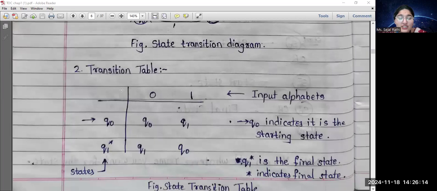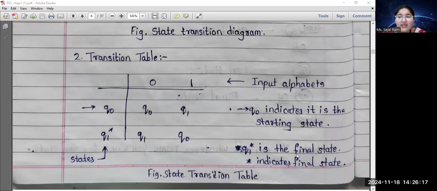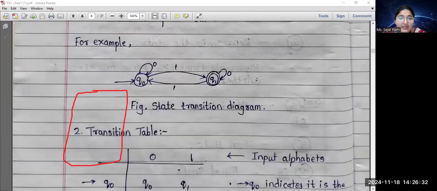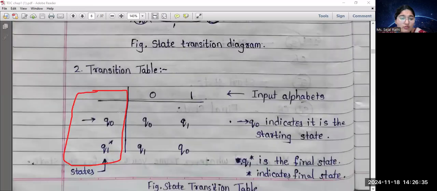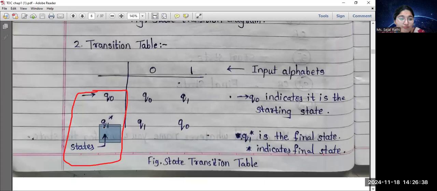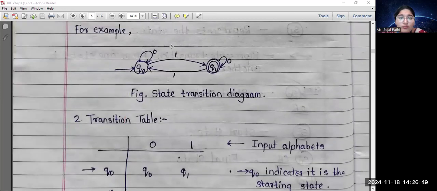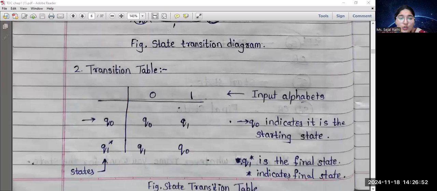Now the transition table. How are we writing the transition table here? So here we are writing the states. How many states are there in this diagram? Q0 and Q1, correct? So we are writing the states here. Now this is the input alphabet. What is the input alphabet here? 0 and 1. So we are writing 0 and 1.